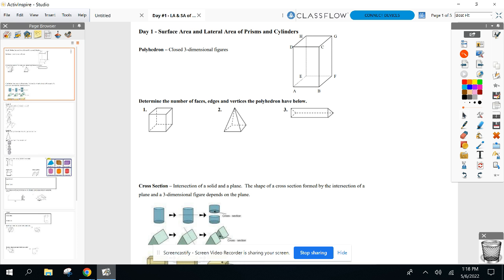Anybody seen a pyramid before? How about a cylinder? Cone? Sphere? Those are all types of polyhedrons. Right, three-dimensional closed figures. There's three parts to every polyhedron I need you to be familiar with.